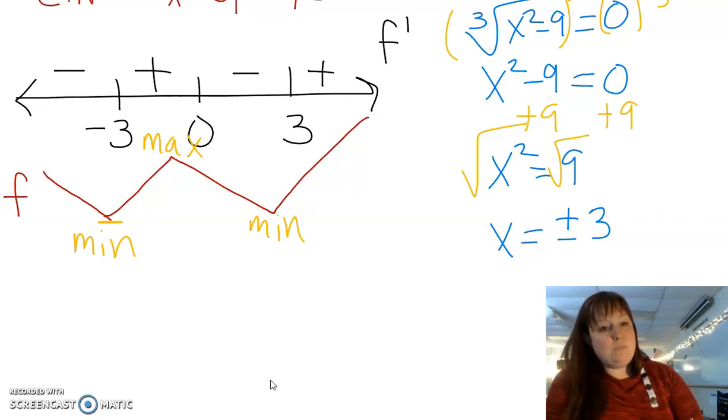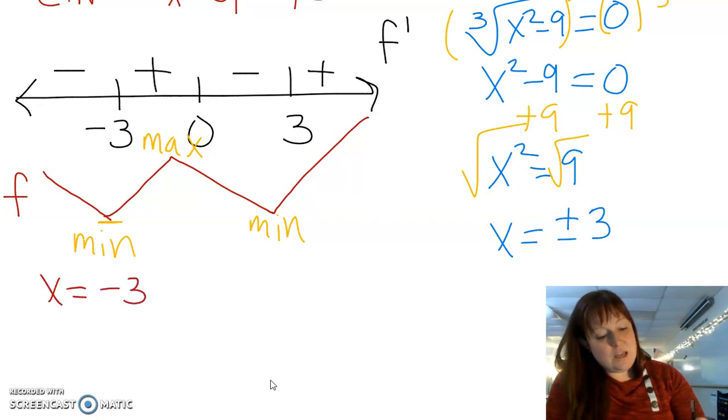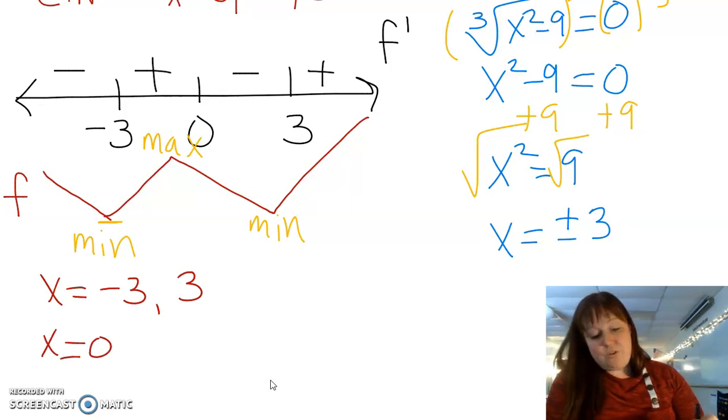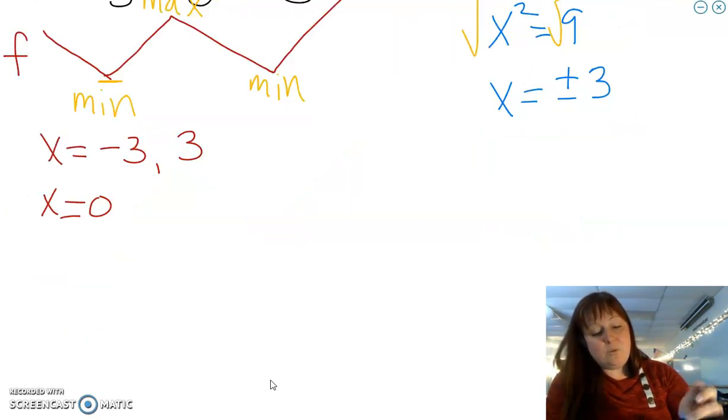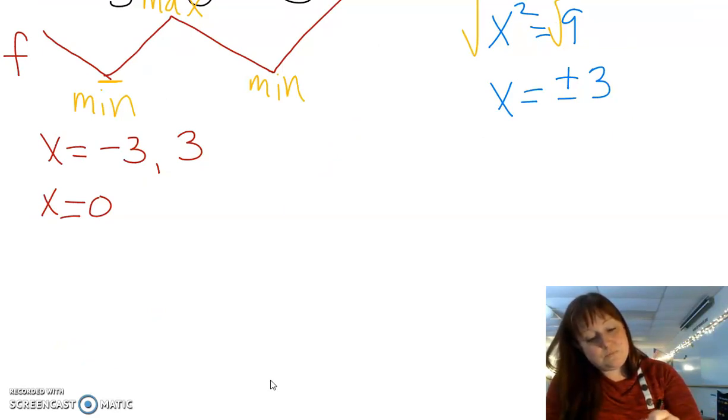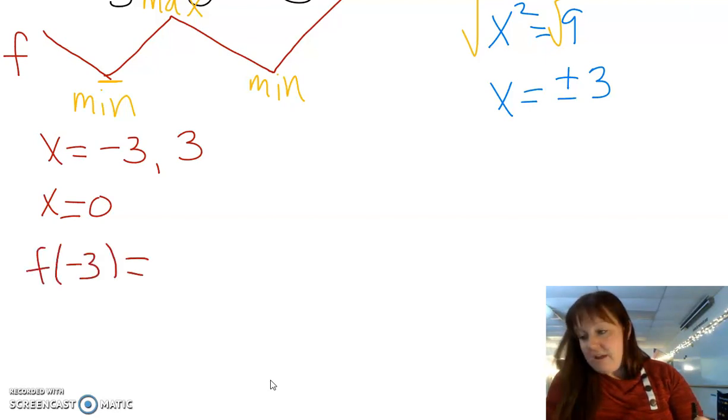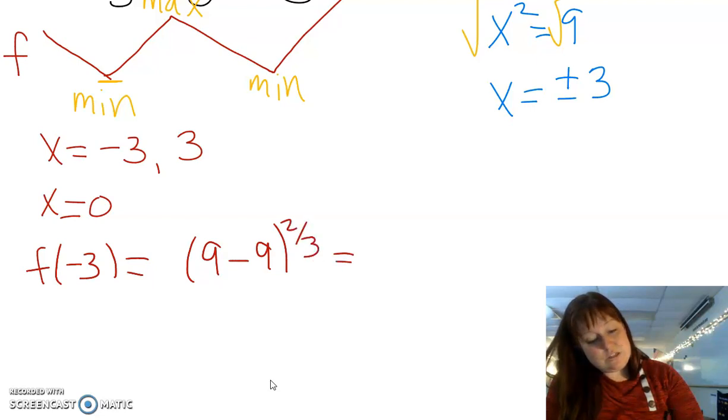So what are our local mins and maxes? Well, at x equals negative 3 and at x equals 3, we have a minimum. So let's figure out the points for that. And then at x equals 0, we have a maximum. So what are the actual points on our graph? Well, when x equals negative 3, so we go to f of negative 3, and that equals 9 minus 9 to the 2/3, which is 0.